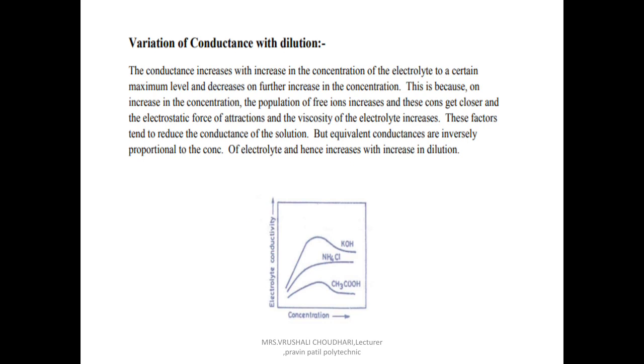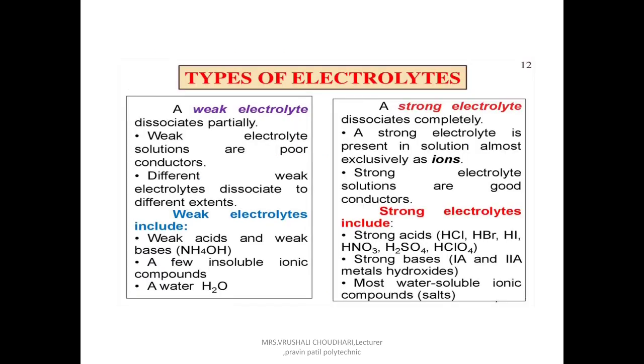That we'll learn in conductometric titrations. There are two types of electrolyte, a weak electrolyte and a strong electrolyte. What is a weak electrolyte? Where dissociation and ionization is partially taken. A small amount of salt is converted into cation and anion. At that time it is called a weak electrolyte. Strong electrolyte, where all the salt is converted into cation and anion, is called a strong electrolyte.